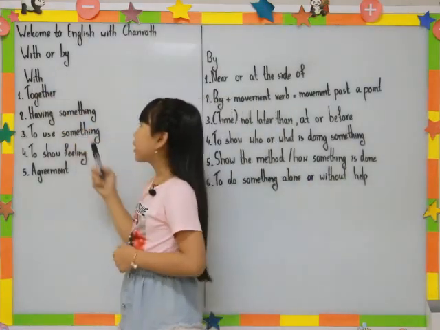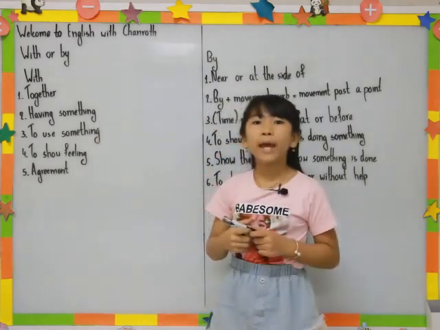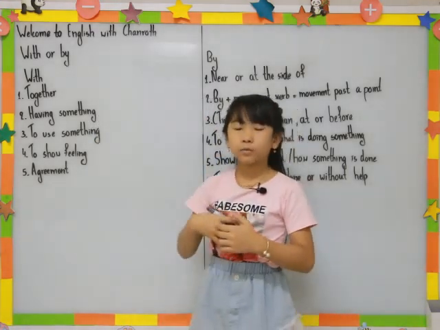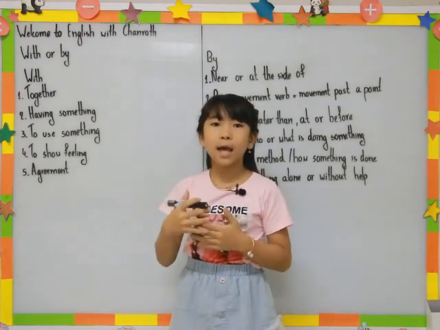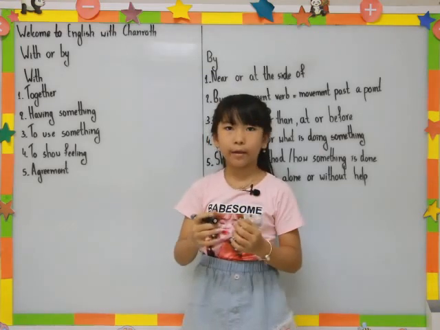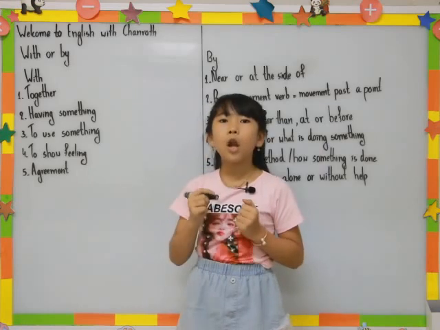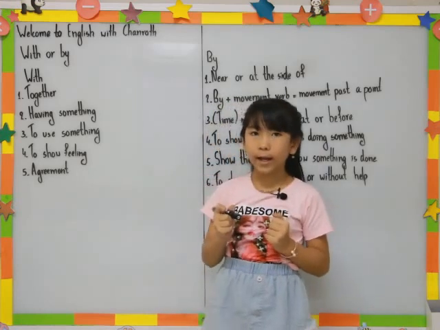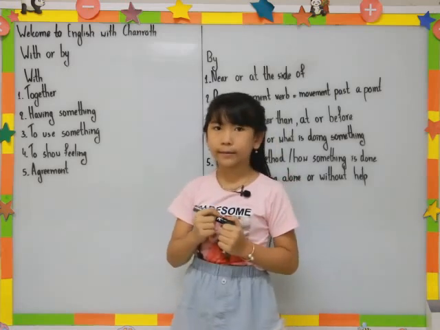So with can also mean having something. So we can use with to show that something or someone has something. So for example, a girl with long black hair is my friend.